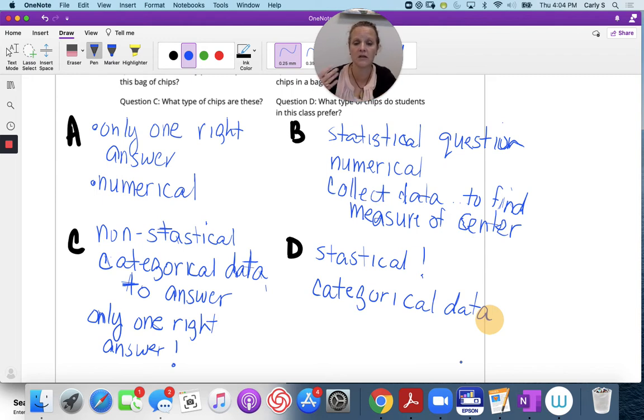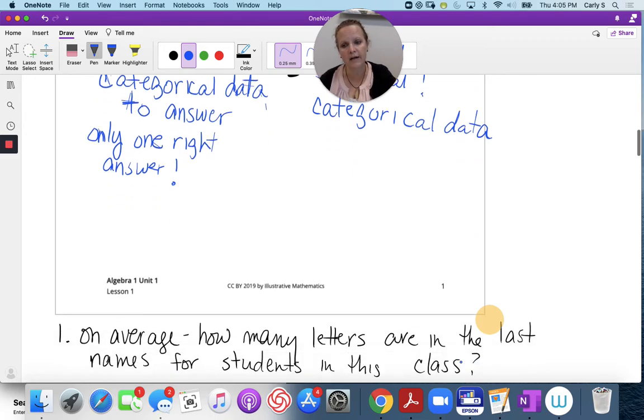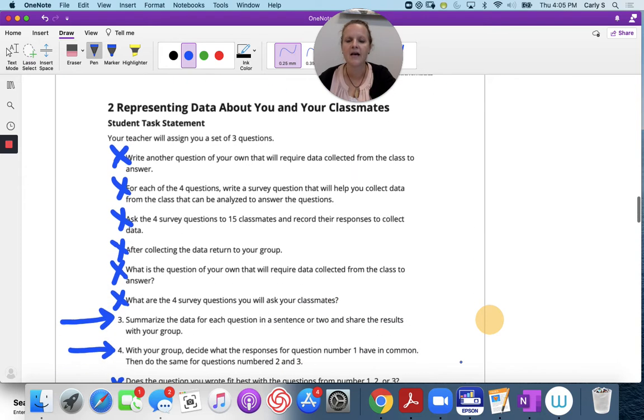We need to start learning these vocabulary words though, right? All right, so let's move on. We'll get to this in a minute. Okay, I've already written that. What your work says is representing data about you and your classmates. If we were in class together, we would split up into groups and assign questions and take some data. We can't do that when we're not face to face, but it's okay.